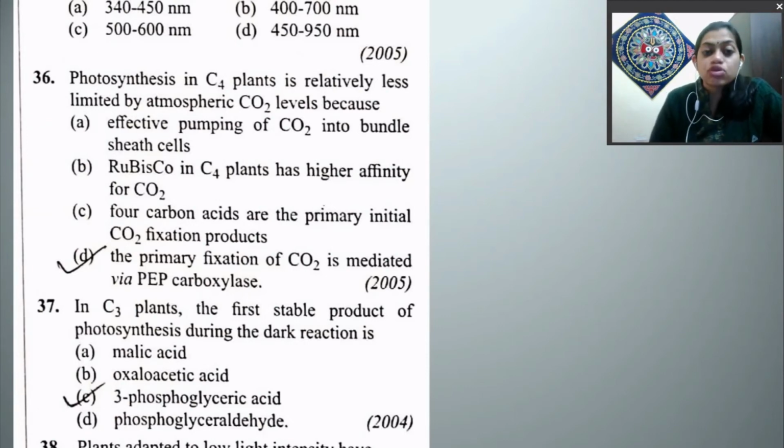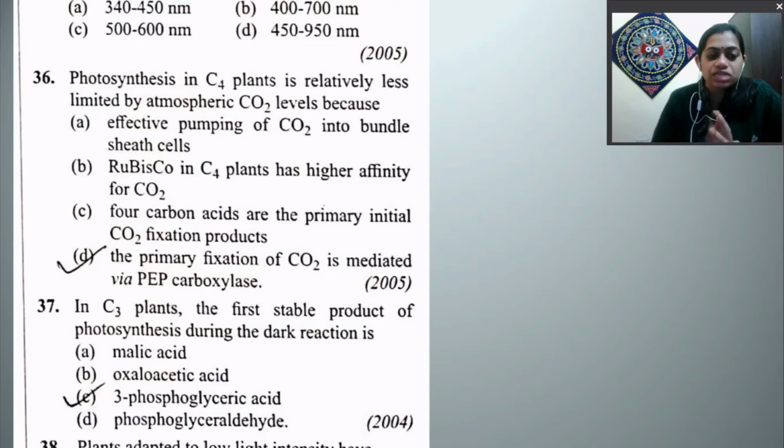Photosynthesis in C4 plants is relatively less limited by atmospheric CO2 levels because of effective pumping of CO2 into bundle sheath cell. Rubisco in C4 plants has higher affinity than CO2, गलत है. 4 carbon acid are the primary initial CO2 fixation products. The primary fixation of CO2 is mediated by PEP carboxylase. So D is the right option because यहाँ photosynthesis in C4 plants is relatively less limited by atmospheric CO2.